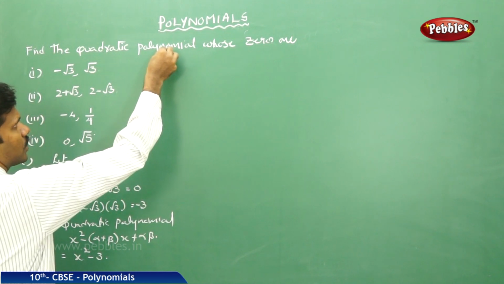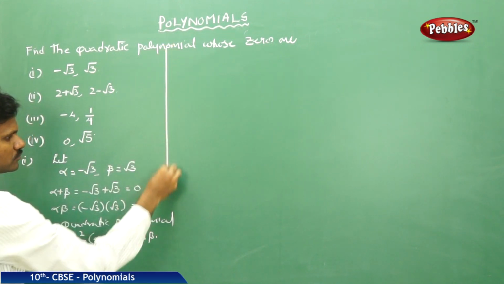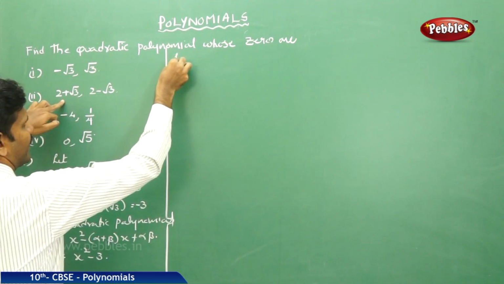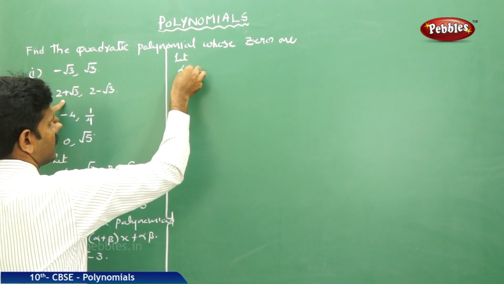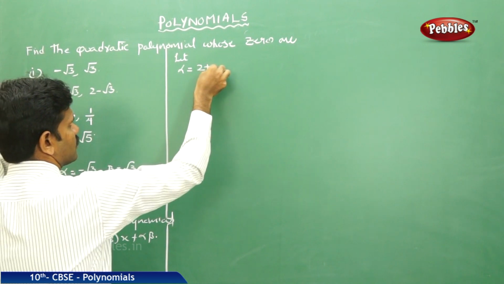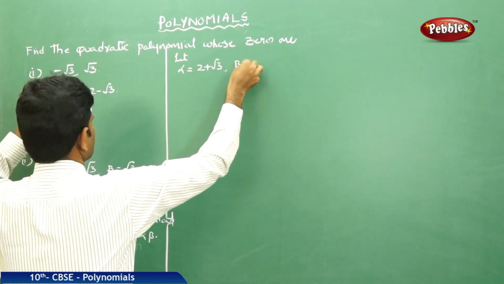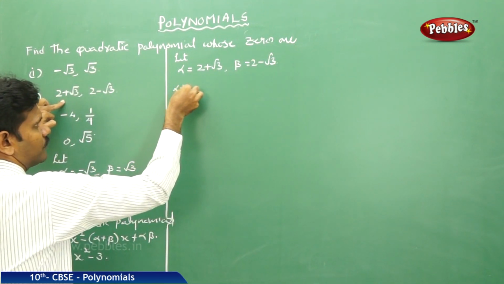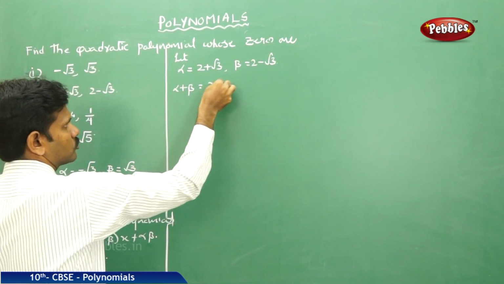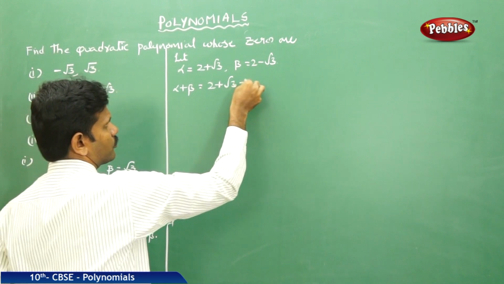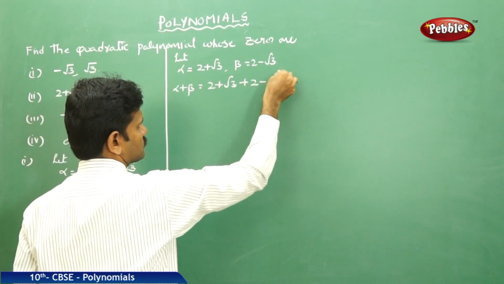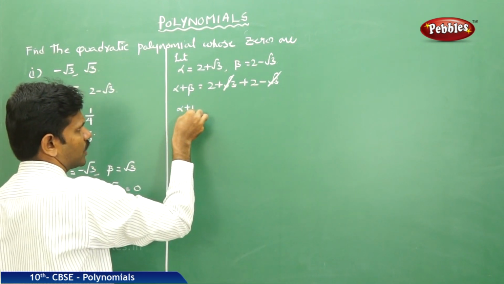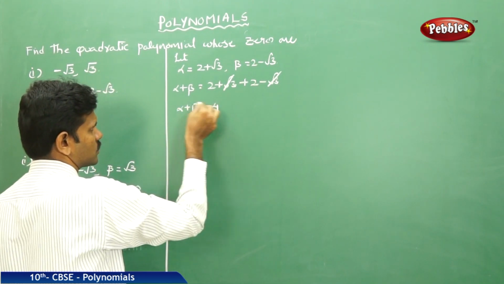Next, come to the second example. Second example, let alpha is equal to 2 plus √3, beta is equal to 2 minus √3. Now alpha plus beta is equal to 2 plus √3 plus 2 minus √3. Minus √3 plus √3 get cancelled. Therefore, alpha plus beta is equal to 2 plus 2, nothing but 4.